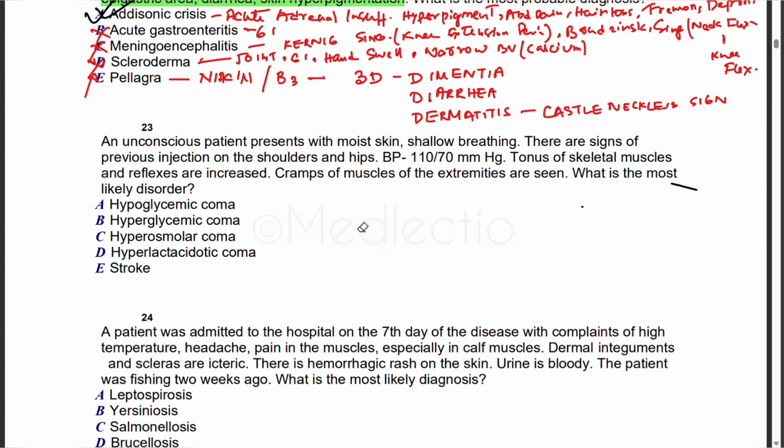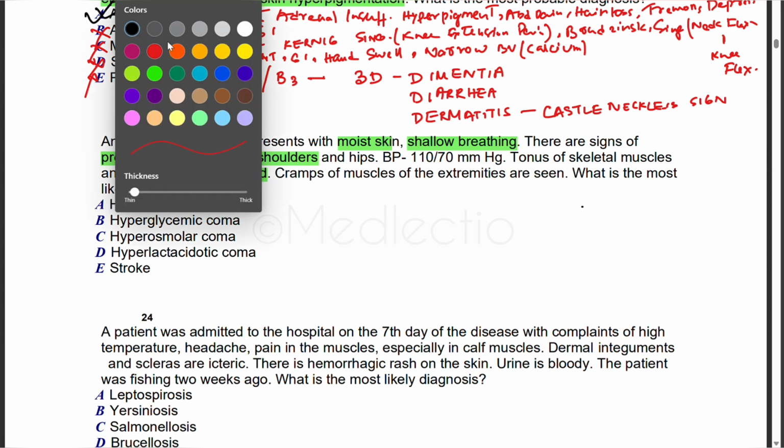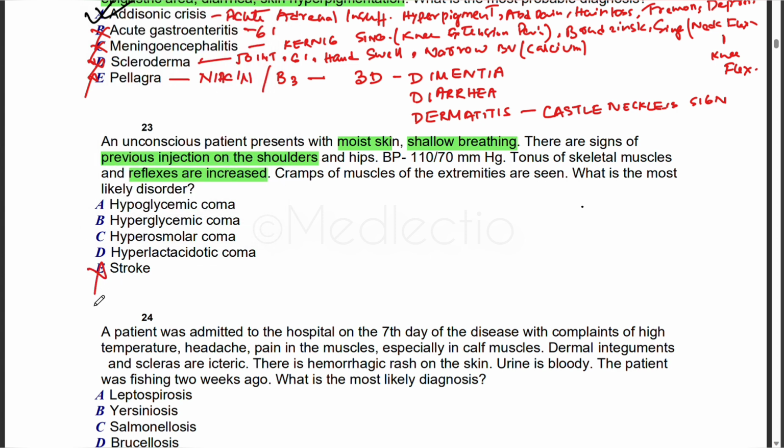So we have some specific signs. Here, moist skin, shallow breathing, previous injection of the shoulder. So he is taking some kind of injection, and tonus of skeletal muscle and reflexes are increased. Okay, that's all. So we have hypoglycemic, hyperglycemic, hyperosmolar, and lactic and stroke. So I think we can exclude one answer very quickly. That is stroke. We don't have any focal symptom. So stroke is not in contest.